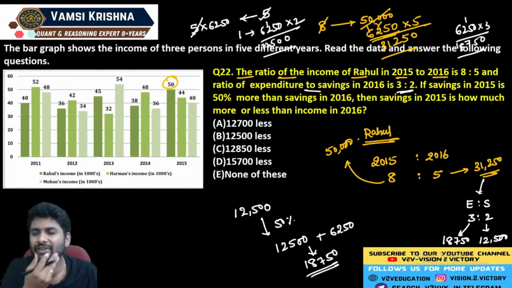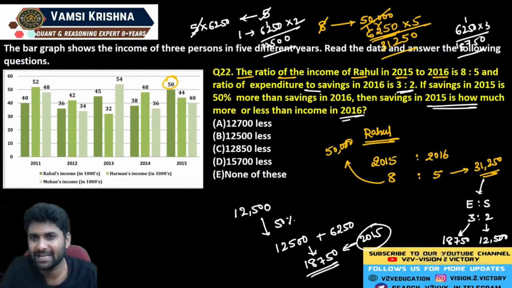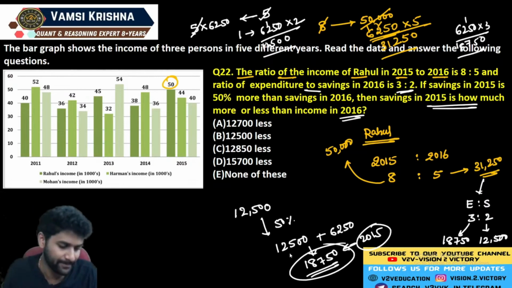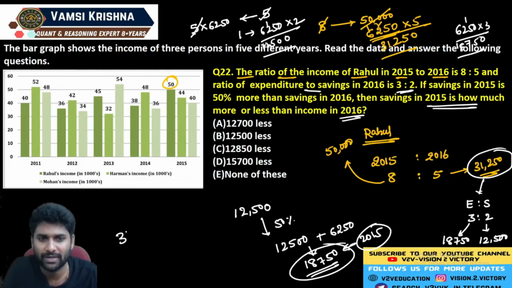Another question. So if savings of 2015 is 50% more than the savings of 2016, so it's 2015 data. Another question: the savings of 2015 is how much more or less than the income of 2016? So savings of 2015 is 18,750. And here the question, income of 2016. What is income of 2016? 31,250. Just find the difference.